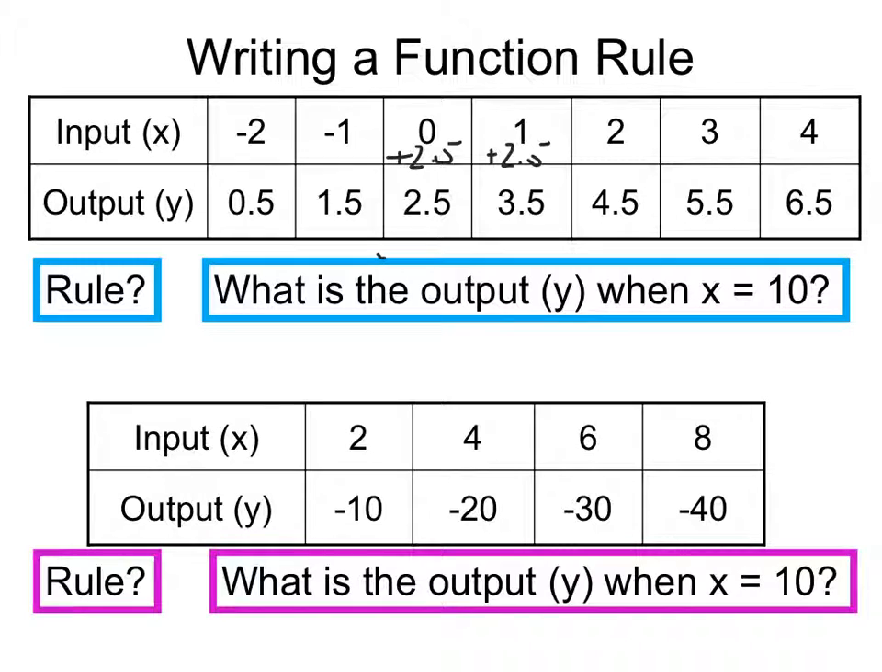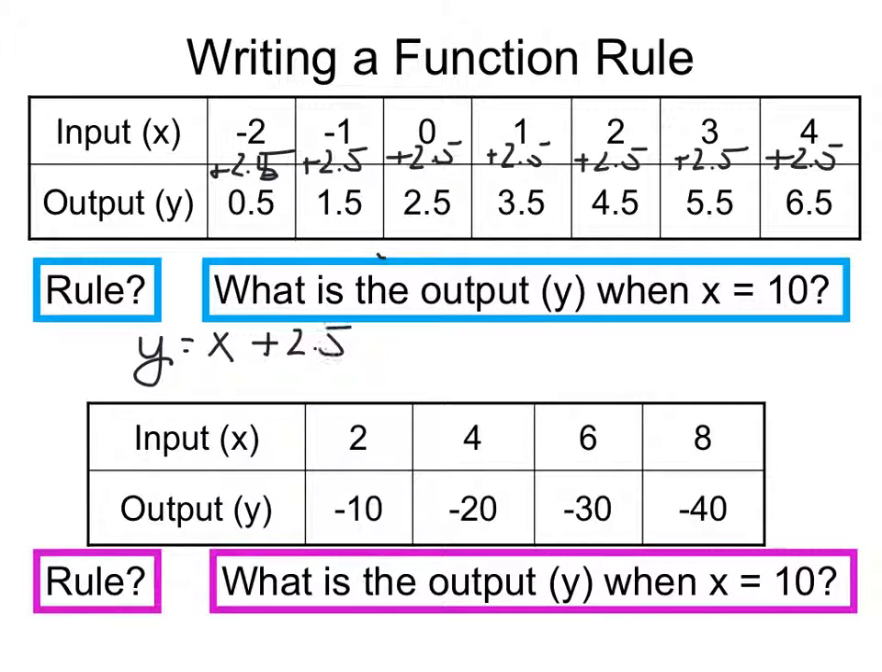So I'm going to check and see if adding 2.5 works for all the others in the table. And 1 plus 2.5 is 3.5, and 2 plus 2.5 is 4.5, and 3 plus 2.5 is 5.5, and 4 plus 2.5 is 6.5, and if I add it down this end, -2 plus 2.5 is 0.5, and -1 plus 2.5 is 1.5. So the rule is to find y, or the output, I take x and I add to it 2.5. So what's the output when x is 10? Well, y would equal 10 plus 2.5, which would be 12.5.